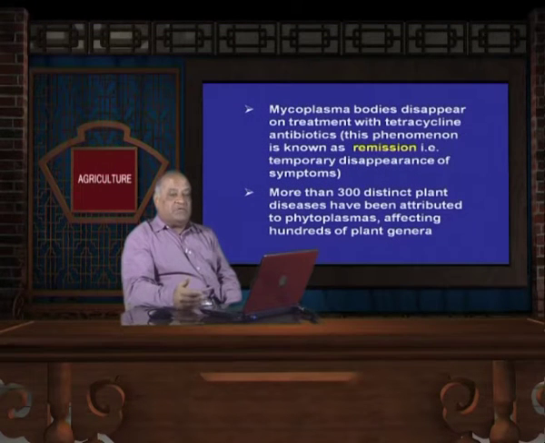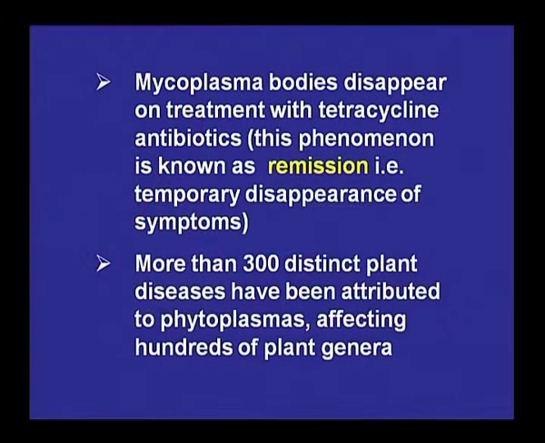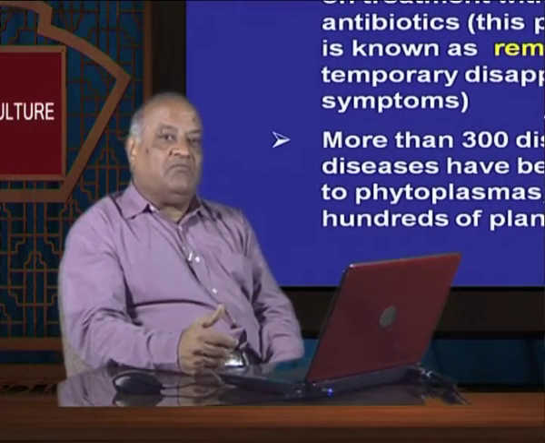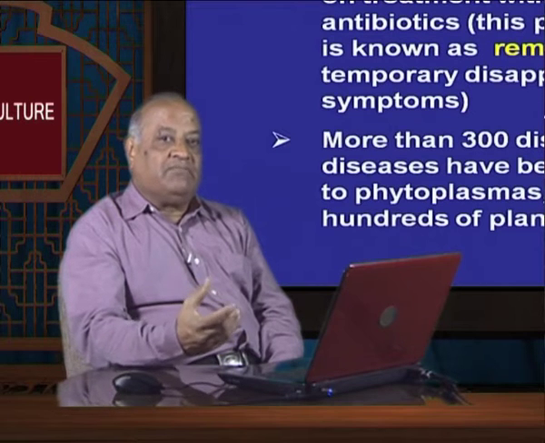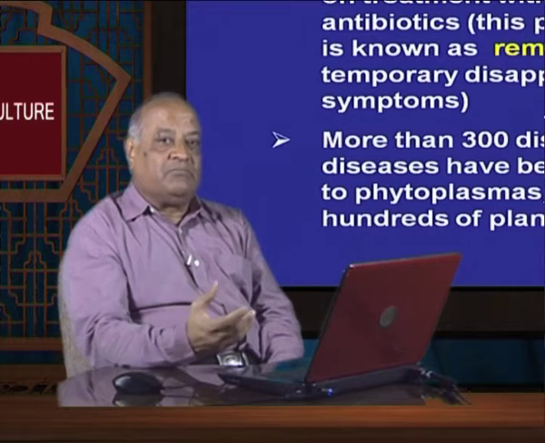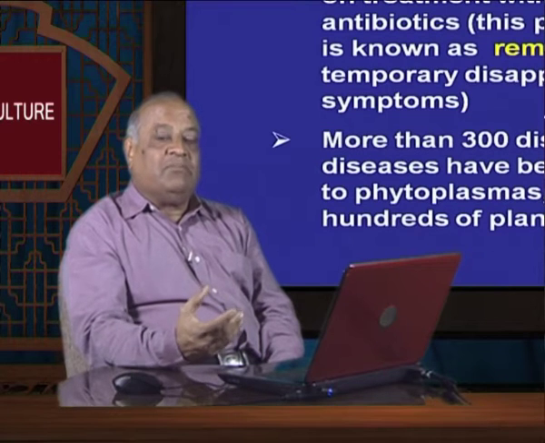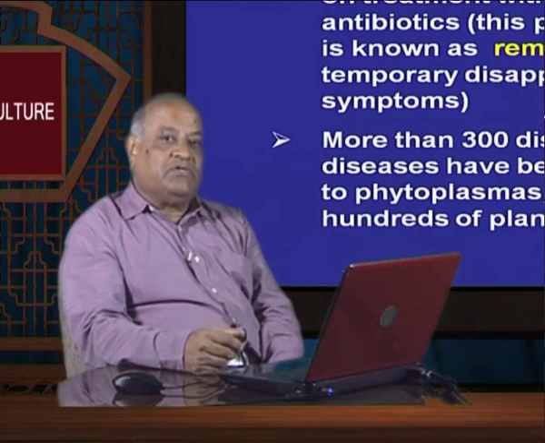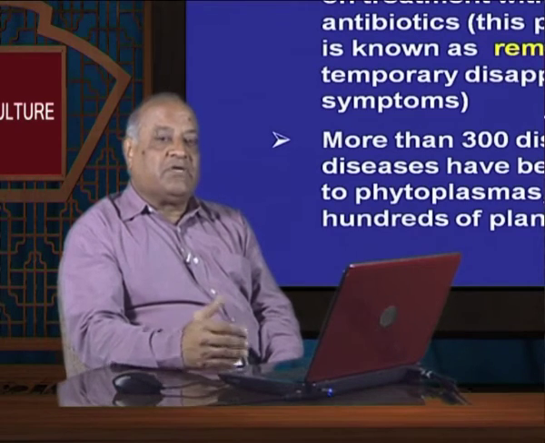Mycoplasma bodies disappear on treatment with tetracycline antibiotics, and this phenomenon is known as remission. Remission means temporary disappearance of the symptoms. Actually, what happens is that when we spray oxytetracycline on the body of the plant infected with the Mycoplasma, we find that after some time the symptoms of the Mycoplasma disappear. We think that it has been managed or controlled, but not so. This is only the remission of the symptom, and after some time the symptoms again reappear.